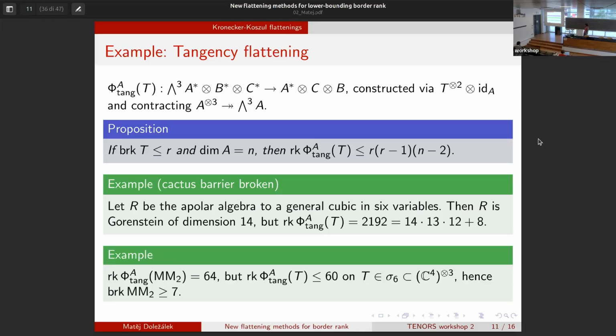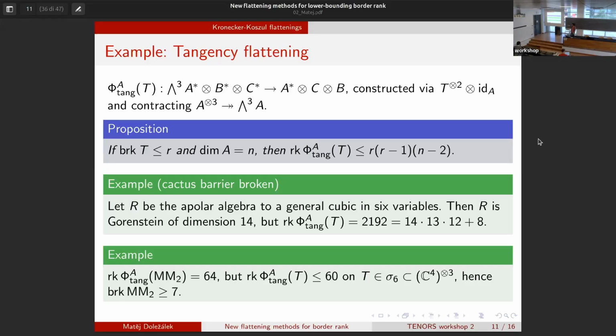Next nice result that we sort of stumble upon is a new proof that the border rank of 2 by 2 matrix multiplication is 7. This has been known for a while, but I think all of the proofs involve some heavy machinery or even a lot of computer assisted case checking and such. So if we plug in MM2 into our tangency flattening, then by plugging into this formula, you can see that if the border rank was at most 6, so by sigma 6, I mean the secant variety, we would get 6 times 5 times 2, which is 60.